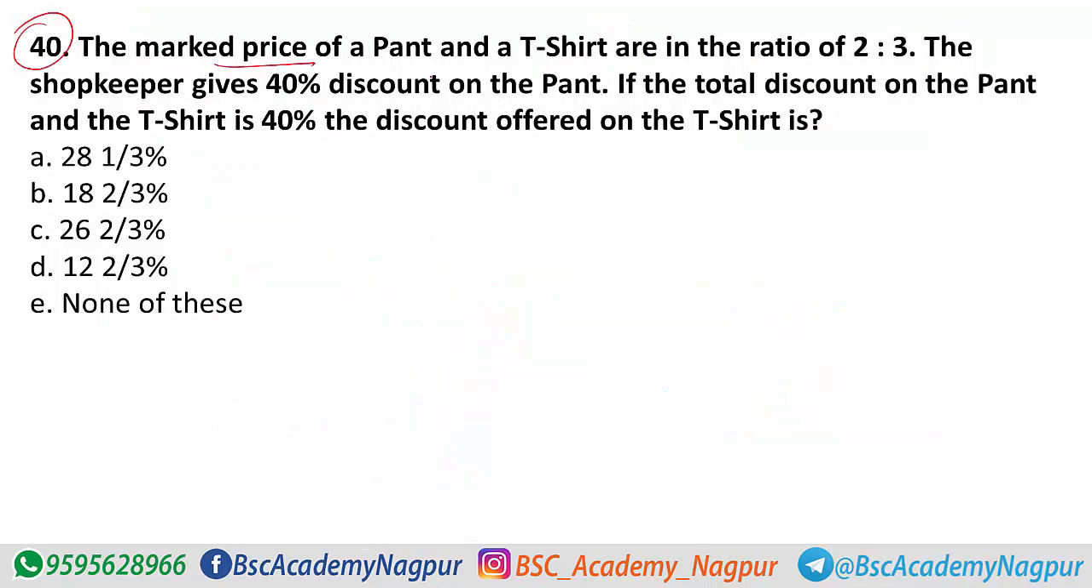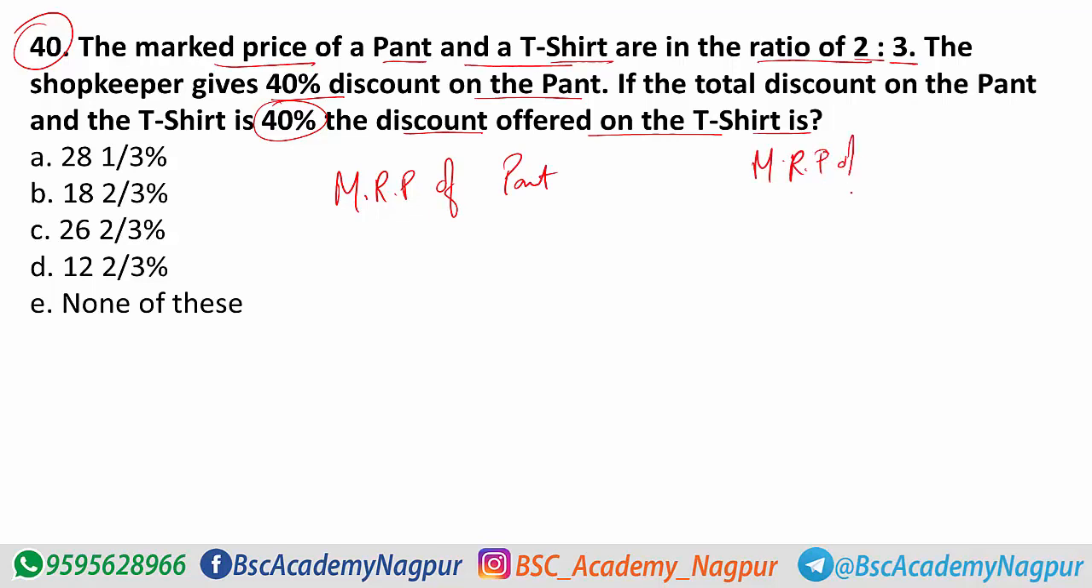Question number 40, the marked prices of a pant and t-shirt are in the ratio 2:3. Now the shopkeeper gives 40% discount on the pant, and if the total discount on the pant and t-shirt was 40%, then the discount offered on the t-shirt is how much? We have to find the discount. Let's say MRP of pant and MRP of t-shirt are given. MRP of pant, let's say 200 rupees, and t-shirt is 300 rupees.